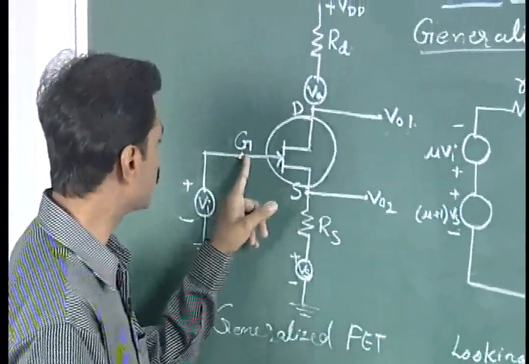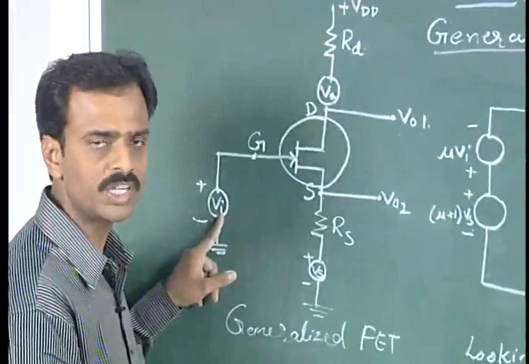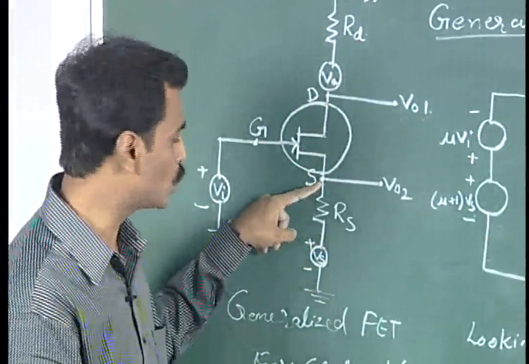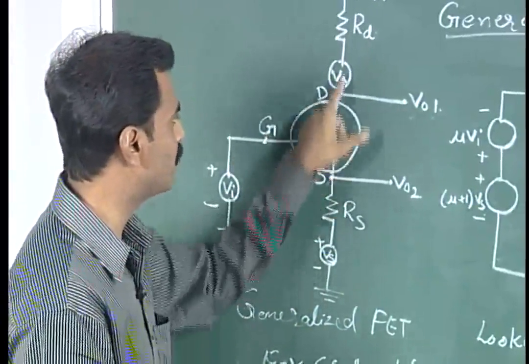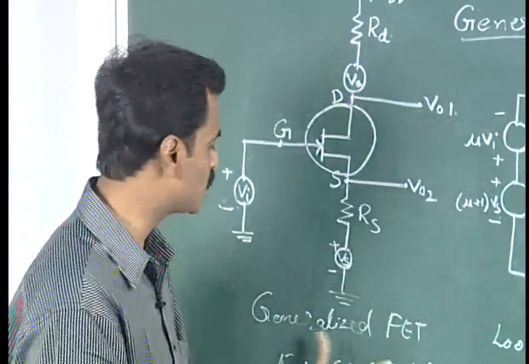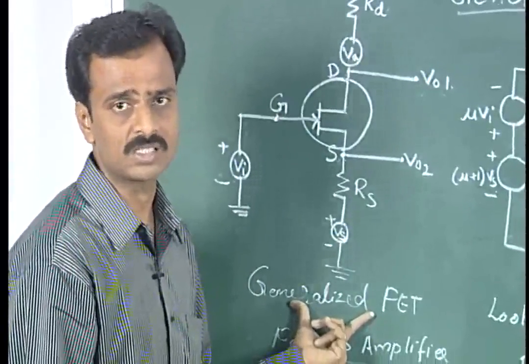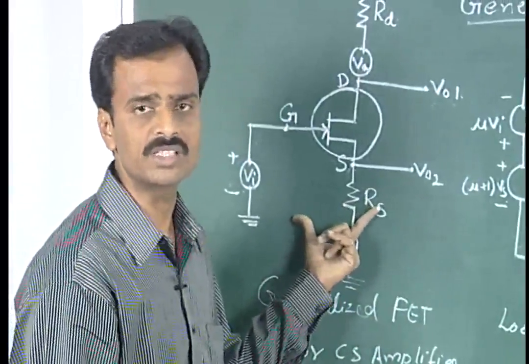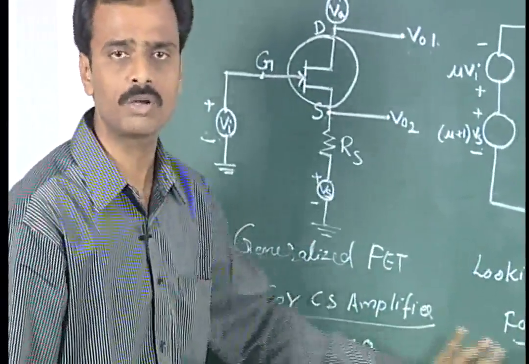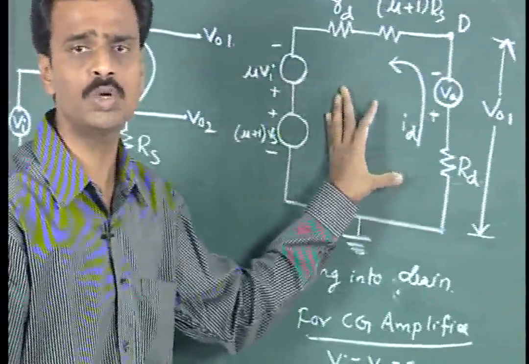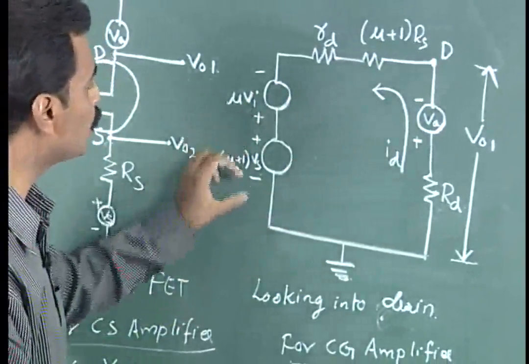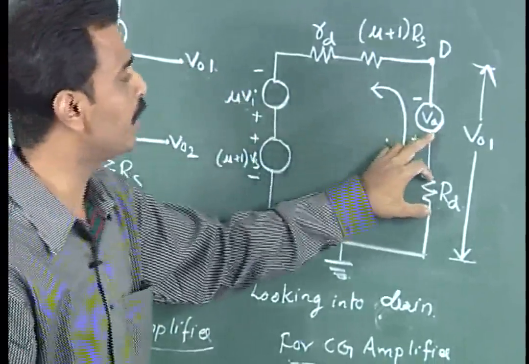You can see here the gate is connected by a voltage source, called the input voltage, whereas the drain is connected by a voltage source VA, and another voltage source VS is connected to the source. Three terminals are connected by three different voltage sources in series. This type of arrangement is called a generalized field effect transistor. We can analyze this in three different ways, as the common source, common gate and common drain amplifiers. To simplify this, we have to once again draw the equivalent circuit for the generalized field effect transistor amplifier, where there will be two input voltages and one output voltage source.